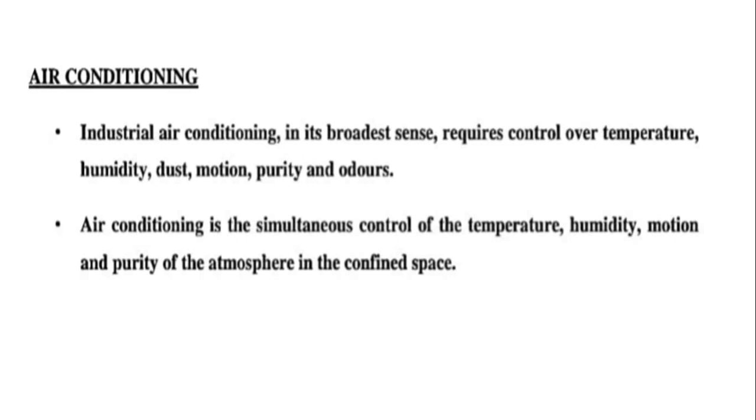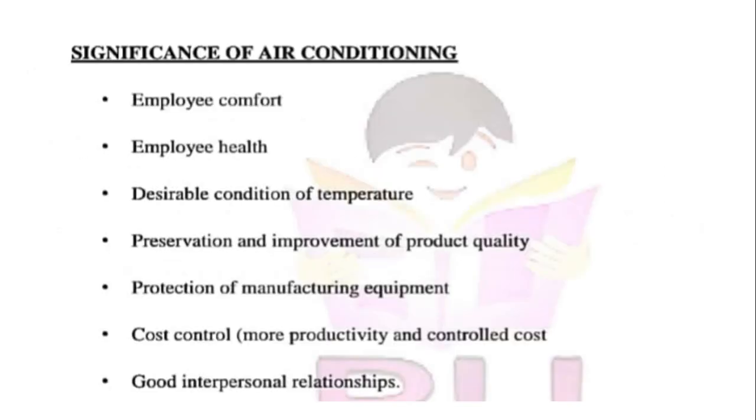Industrial air conditioning in its broadest sense requires control over temperature, humidity, dust, motion, purity, and odors. Air conditioning is the simultaneous control of the temperature, humidity, motion, and purity of the atmosphere in a confined space. This is air conditioning. What are the various significances of air conditioning? There are various significances in air conditioning.